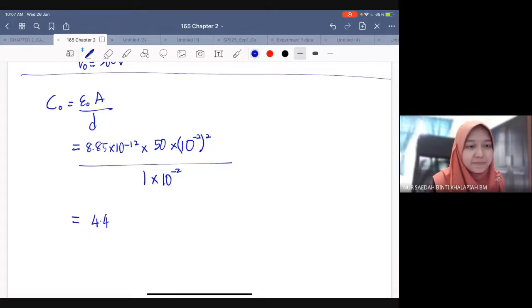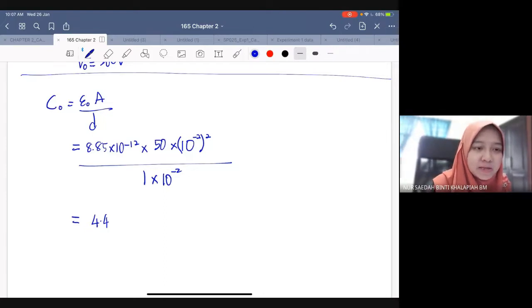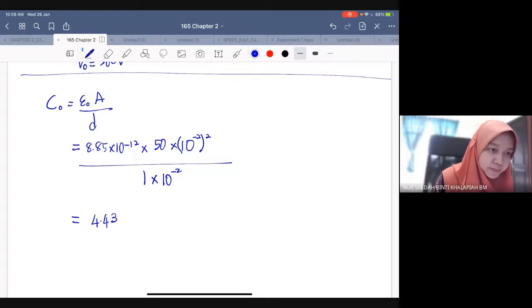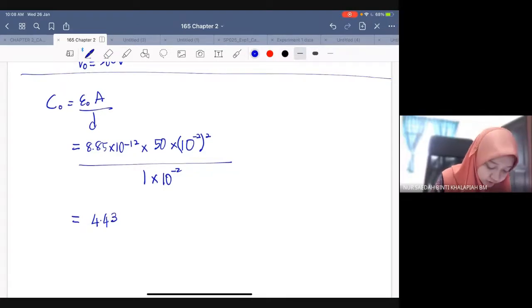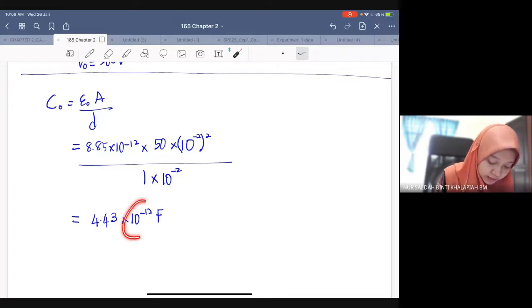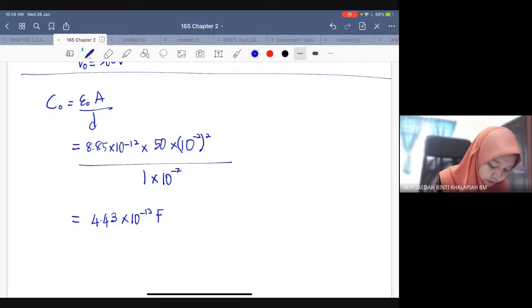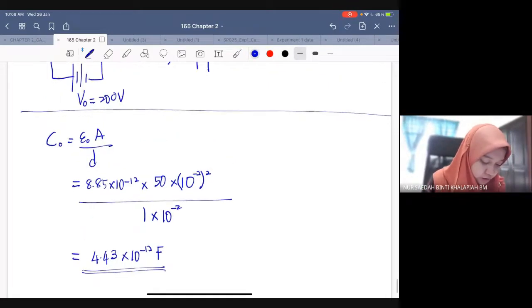Okay, boleh? Dapat sama 4.4, eksponen berapa? Dapat madam 4.425 darab dengan 10 eksponen negatif 12. 4.425 sudah jadi 4.43 sebab 3 significant figure. Eksponen negatif 12, unit for capacitance farad. Jawapan dia, negatif 12 ni digantikan sebagai pico. Kita tak ganti pun tak apa. Okay, so ni yang kosong.